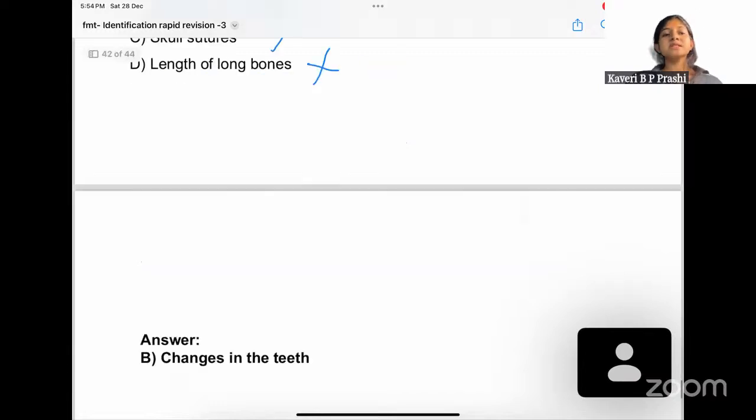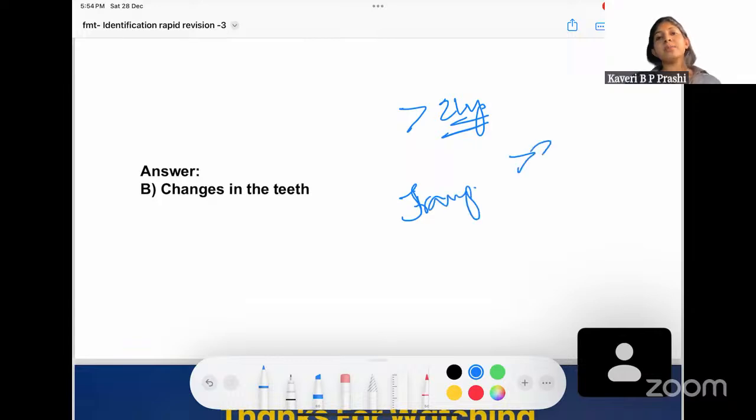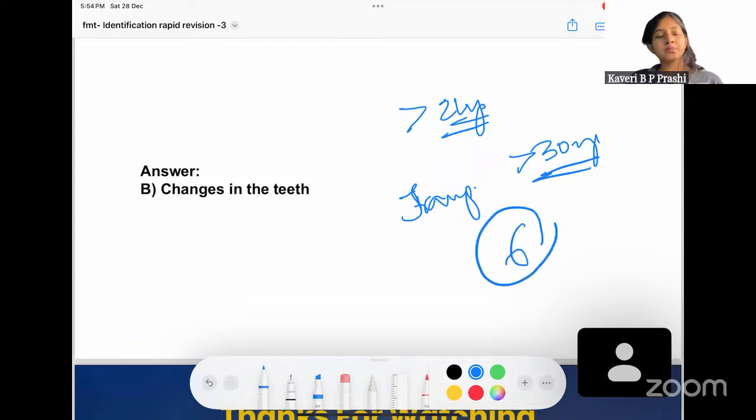So Gustafson's method can be used for age estimation of people above about 21 years. And what is the most important thing in Gustafson's method? That is the transparency of the teeth, usually seen only above 30 years. So how many points are there? There are 6 points. You have root resorption, periodontosis, attrition, transparency, secondary dentin deposition, as well as cementum apposition.